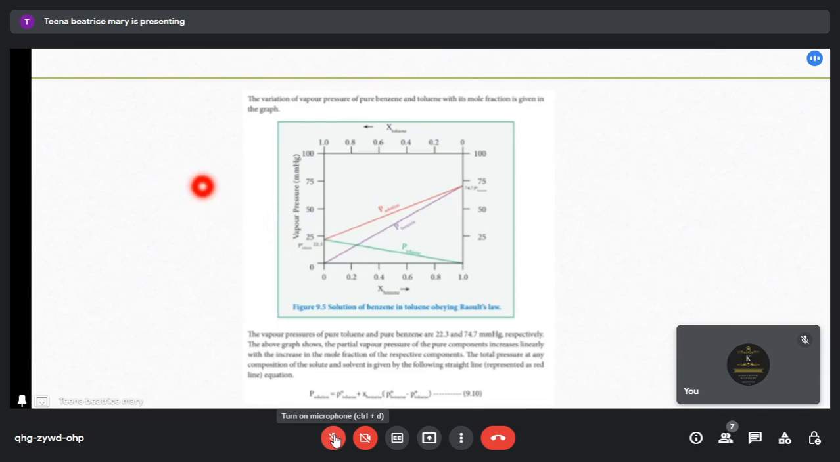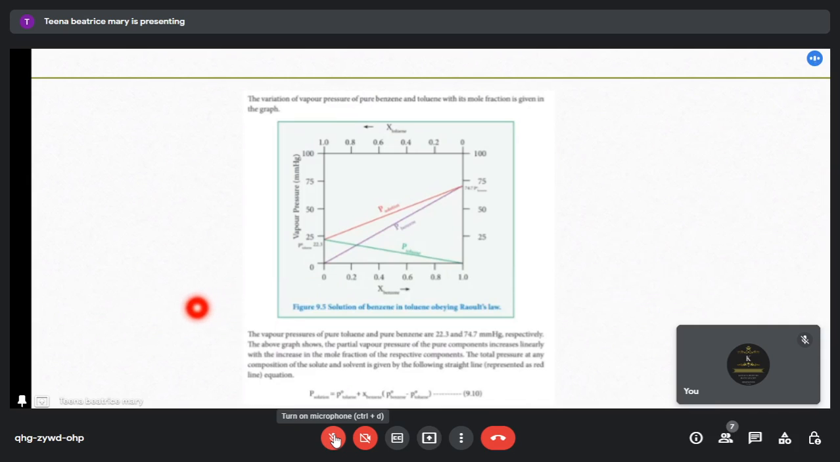Here the vapor pressures of pure toluene and pure benzene are 22.3 and 74.7 mmHg respectively. Thus the above graph shows the partial pressure, the vapor pressure of pure components, increases linearly.